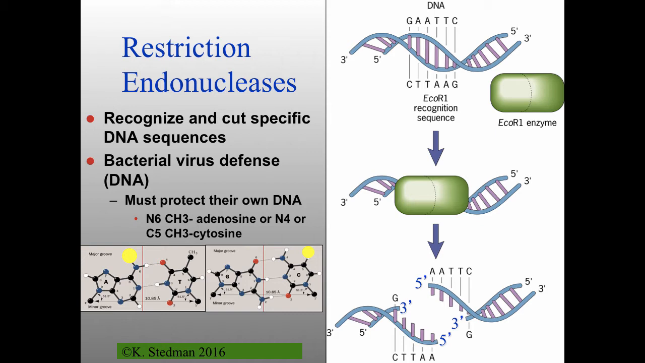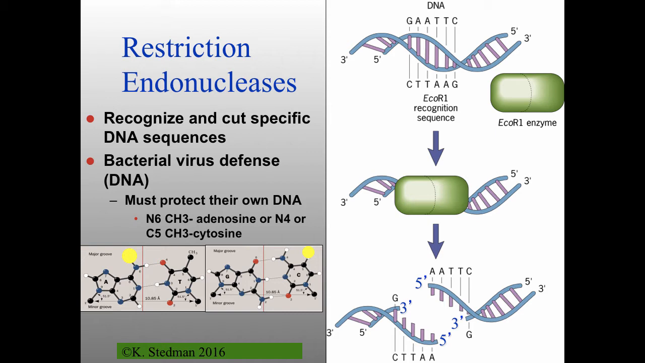Why would you want to have one of these restriction endonucleases? It's because most viruses that infect bacteria are double-stranded DNA. So if a viral DNA comes inside the cell, you have a restriction endonuclease, it will chop up that viral DNA, and so you don't have to worry about it. You just have to make sure that your own DNA is protected.